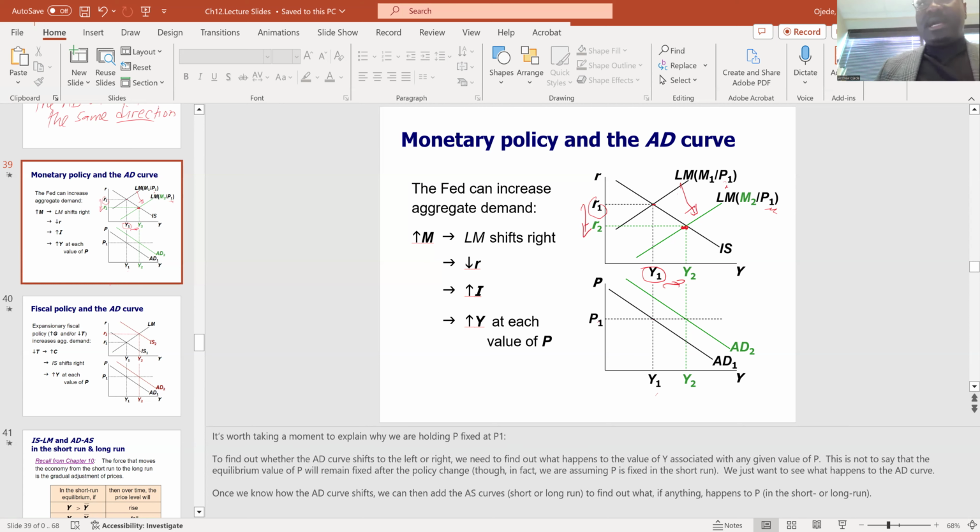Okay. And then in the aggregate demand function, you can see that the AD curve is going to shift to the right as well because of that monetary expansion. And the converse is true.